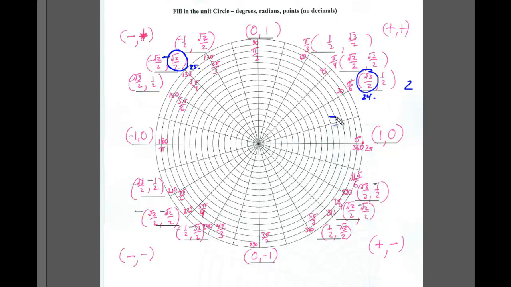But negative cosecant of 30 degrees would be negative 2. So it's kind of nice to find these equivalencies right here on the unit circle. So this is problem number 26.